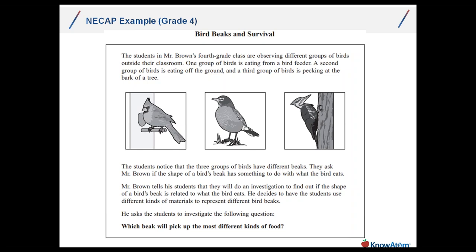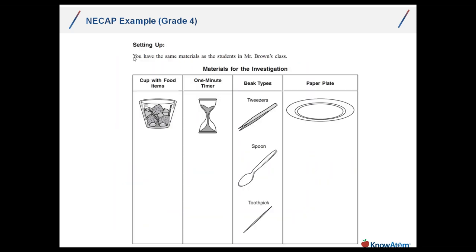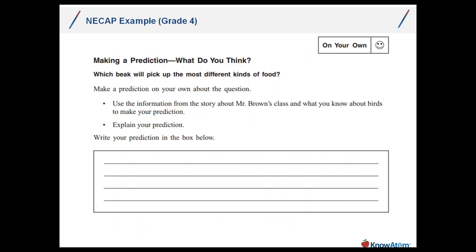So here's how it goes. Students receive a scenario. They consider this question: the people in Mrs. Brown's class have looked at three different birds, and they realize they have different beaks, and they have this question, which beak will pick up the most different kinds of food? Mrs. Brown gives her students different materials. Some tools represent different types of beaks, some materials represent different kinds of food. Students are told they're going to get the same kind of tools and materials that Mrs. Brown's class got. And then they're asked to make a prediction.